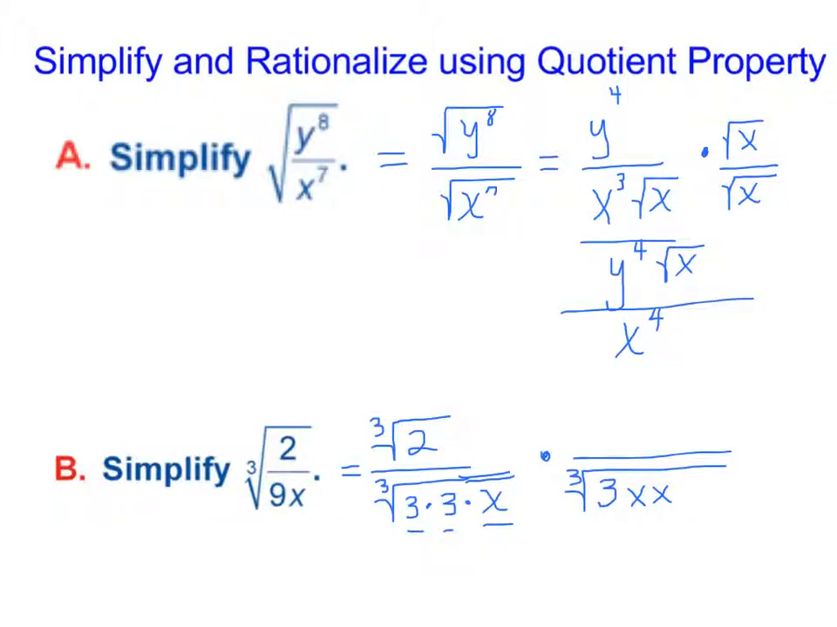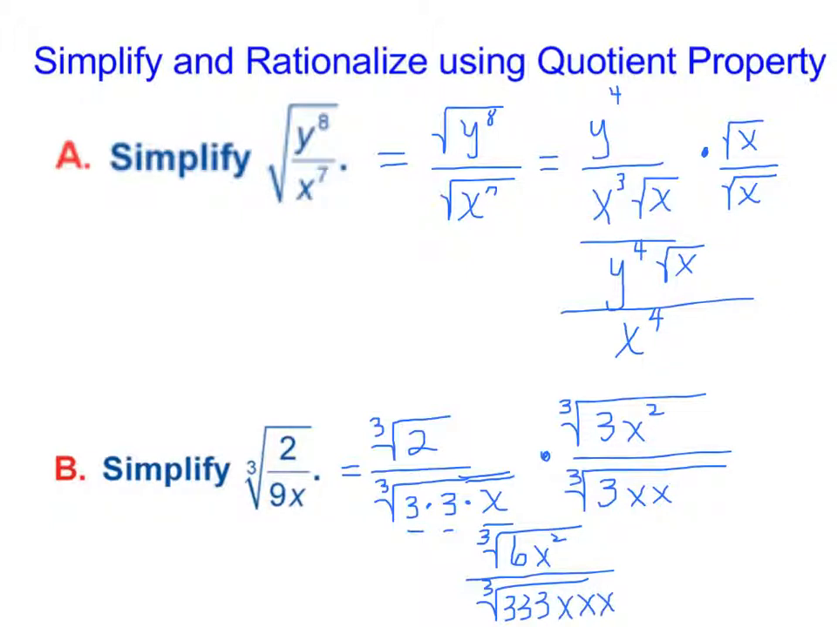All right, so remember it's a form of 1. So whatever I multiply times on the denominator, I have to do on the numerator. Okay? And remember the rule, inside times inside. So on the top, I'm going to end up with 6x squared. And on the bottom, I'm going to end up with the cube root of 3 times 3 times 3 times x times x times x, which is 3x. So this will be the cube root of 6x squared over 3x, and you're done.